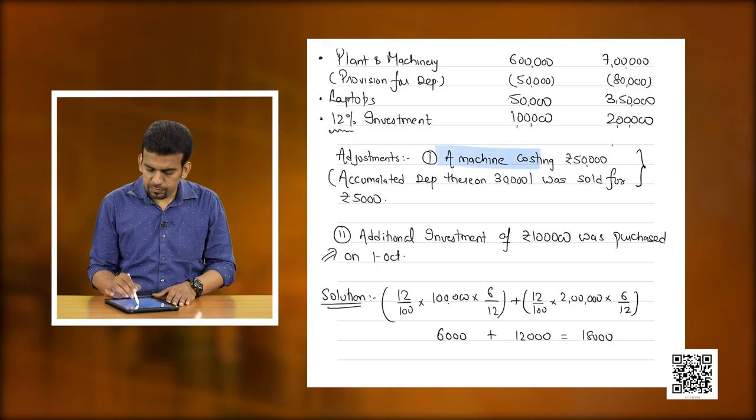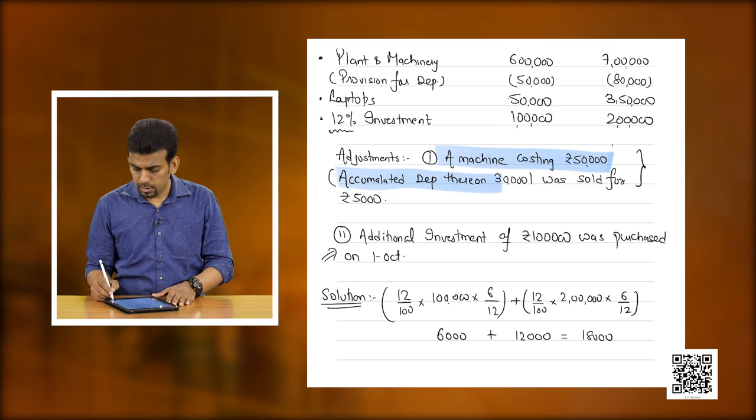The adjustment says machine costing rupees 50,000, accumulated depreciation thereon. Accumulated depreciation means the machine which is going to be sold, on that rupees 30,000 depreciation is already with provision. So now we have to make this depreciation happen to the machine. Let's see how do we do that.